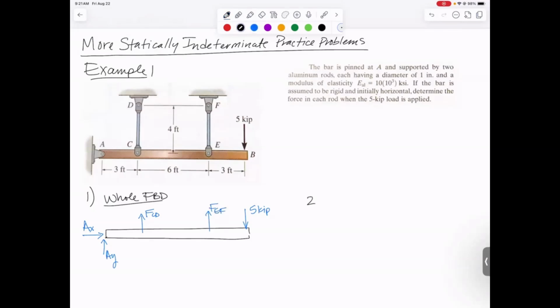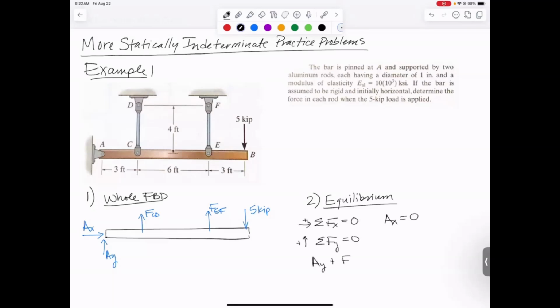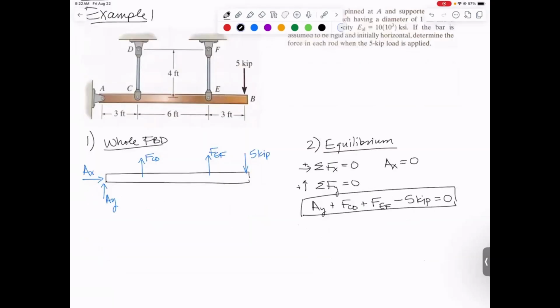Next step after that is always to write equilibrium equations. If we sum forces in the x direction, we get the very useful information that AX is equal to 0. If we sum forces in the y direction, we get AY plus FCD plus FEF minus 5 kips equals 0. We can sum moments too. So let's sum moments about a point. How about point A?